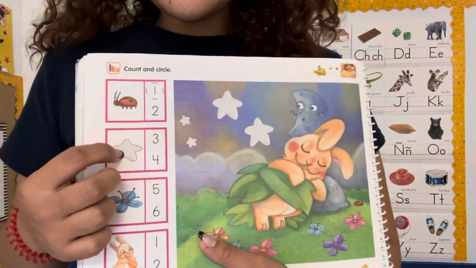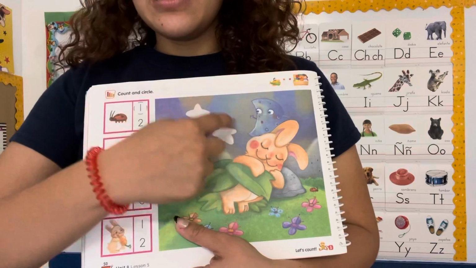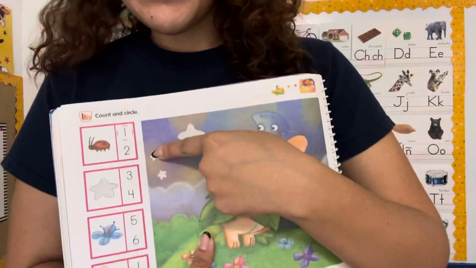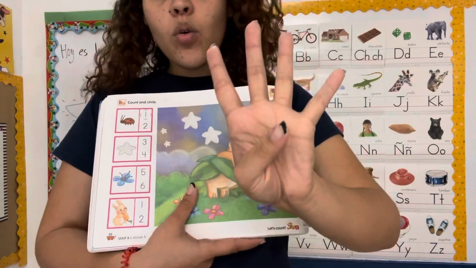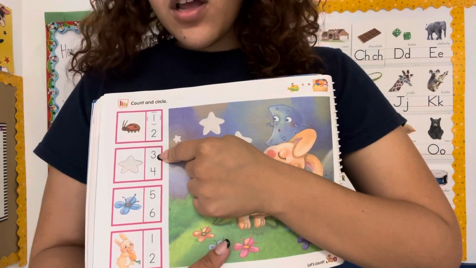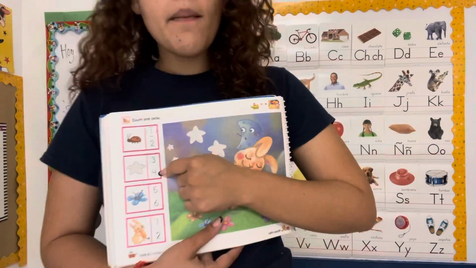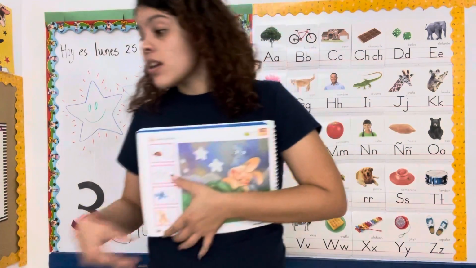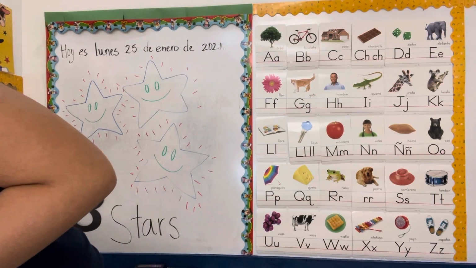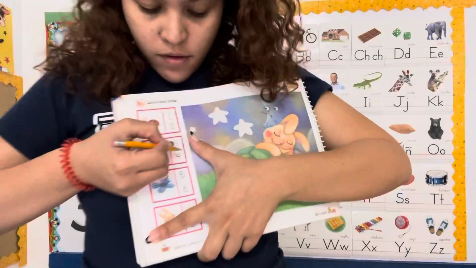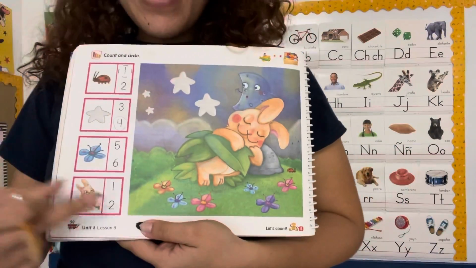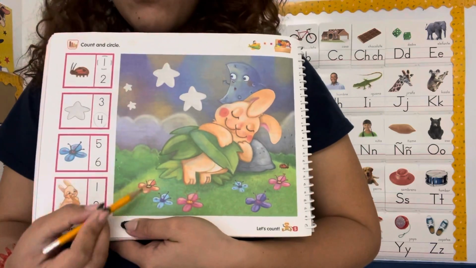Now, how many stars can you see in this picture? Let's count. 1, 2, 3, 4. Hay cuatro. 4. Is this number 4? No. Is this number 4? Yes, so you're going to circle number 4. Let me get my pencil. Number 4, okay?